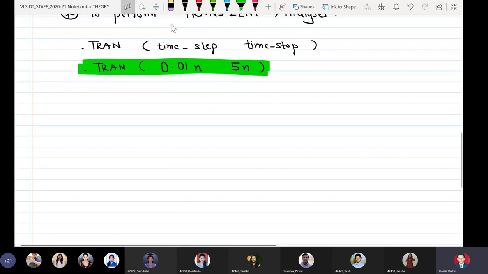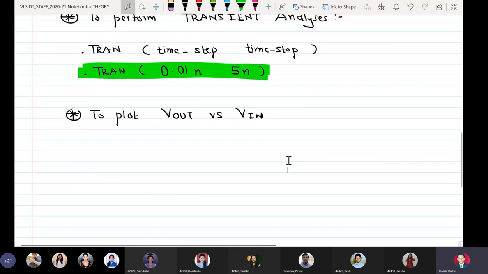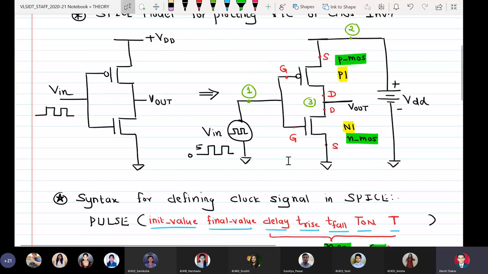Third important thing is that we have to tell what kind of output I want. Now I want to plot V out versus V in, which is called VTC. Please see that in this schematic, the output voltage is available at node 3 and input voltage is applied at node 1. So node 1 is input voltage and node 3 is output voltage.